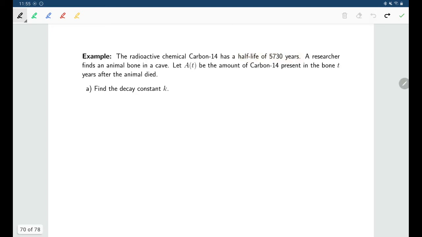So here we found an animal bone in a cave, and we'd like to know how old is this bone. And so A of t, that is the amount of carbon-14 currently present in the bone, so t years after that animal has died. So the first thing that we want to know is, what is the decay constant? And this is similar to the example that we did in the previous video with the Streptococcus, where we don't know the original amount, and we don't really need to know the original amount. The fact that we know is that after 5,730 years, the amount of carbon-14 you have will be half of the original amount.